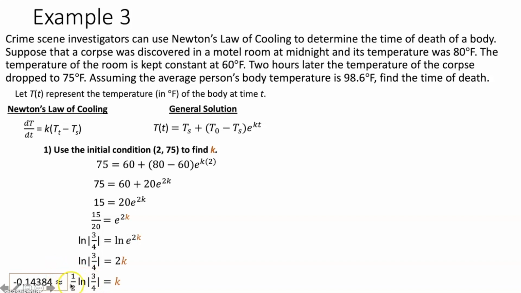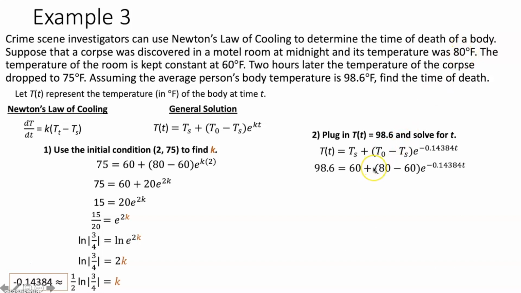We just found k. We need to figure out what the time of death was, meaning at what time t was the temperature of the body 98.6 degrees Fahrenheit. So we're going to plug that in for T of t. We're going to plug in the k value that we just found for k, and then everything else stays the same. The surrounding temperature is still going to be 60 degrees Fahrenheit. The temperature when we first found the body was 80 degrees. That goes in there. And now we solve for t.